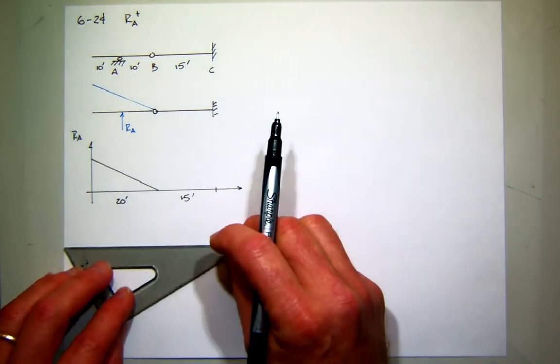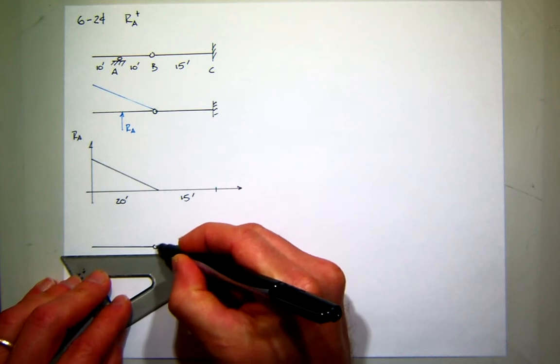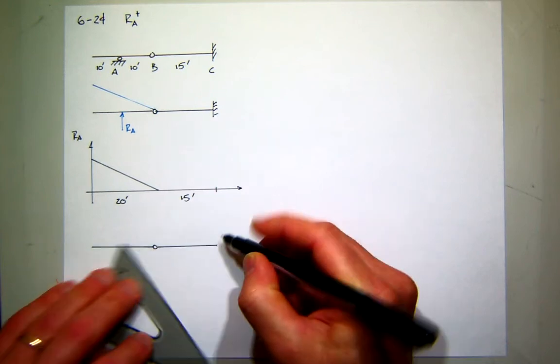So that would be a beam that looked like... It's like a phone call. Yeah, somebody is getting a phone call.